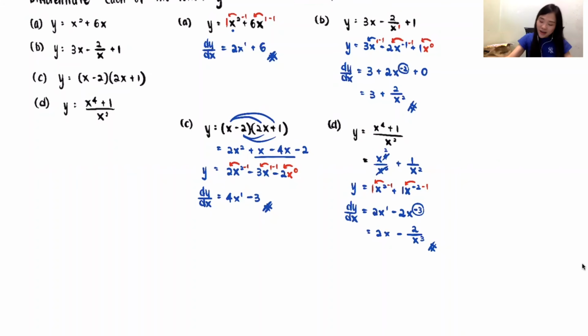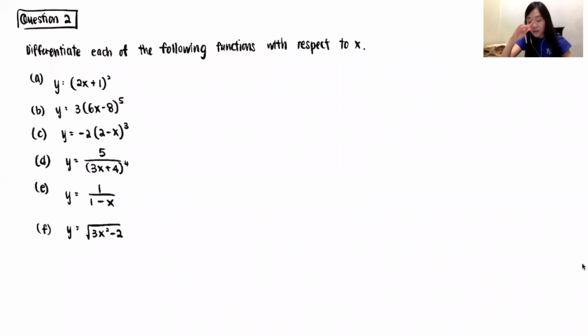Can I teach you another one? Let's go on with question 2. Okay, this question 2 is slightly different. Differentiate each of the following functions with respect to x. Okay, guys, let's get started from A. y equals (2x plus 1) squared. How do we do this?